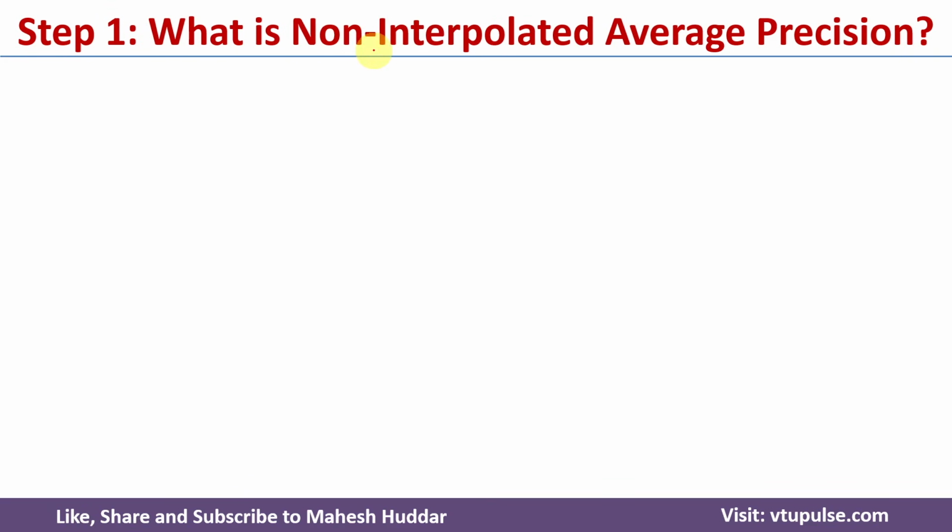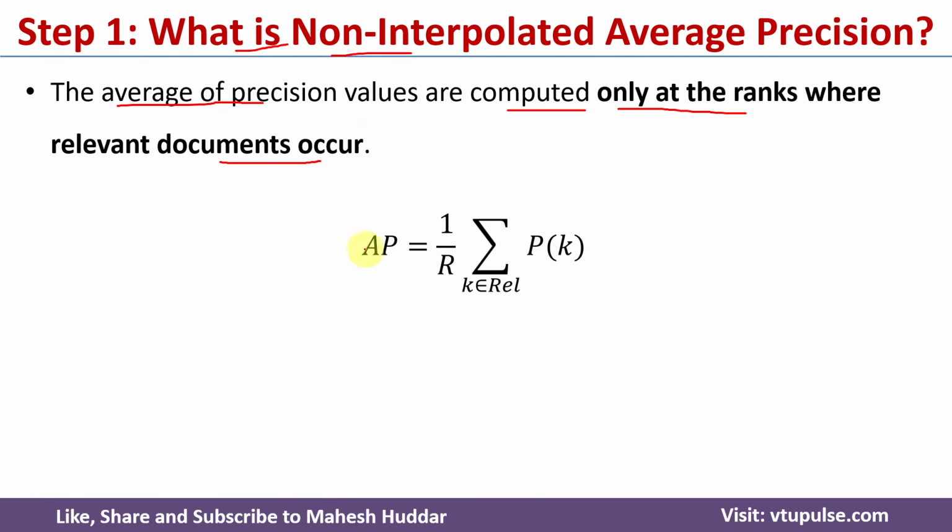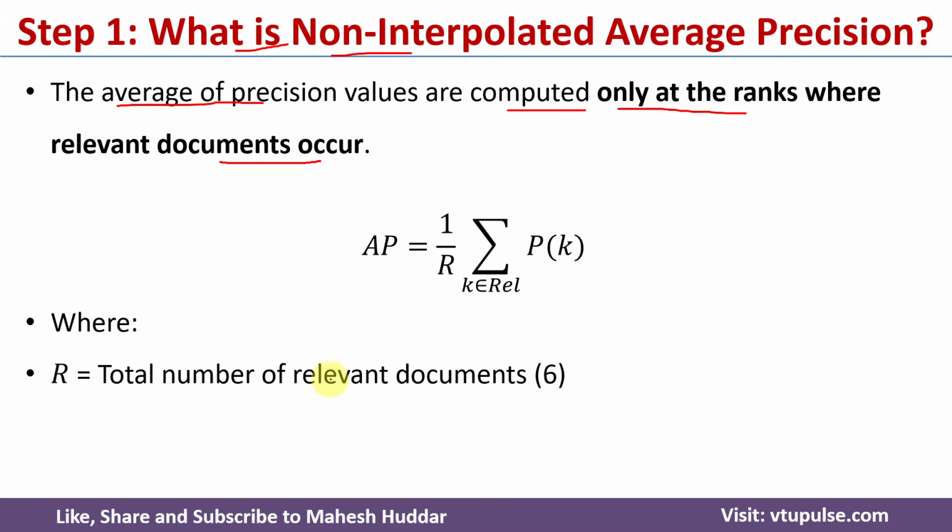In the first step, we will understand what non-interpolated average precision is. A non-interpolated average precision is nothing but the average of precision values computed only at the ranks where relevant documents occur. So this can be calculated using the formula AP is equal to 1 divided by R summation of Pk for all k belonging to relevant documents, where R is the total number of relevant documents, that is 6 in this case, and Pk is the precision at rank k.